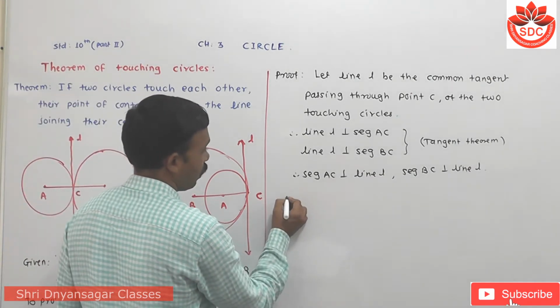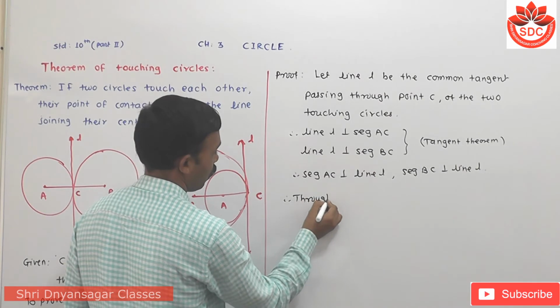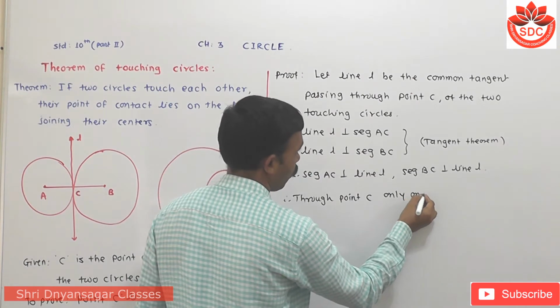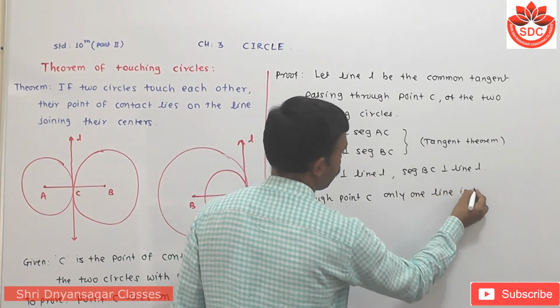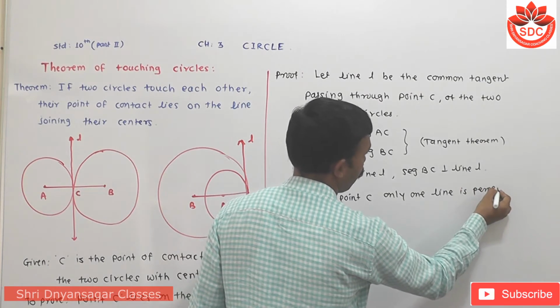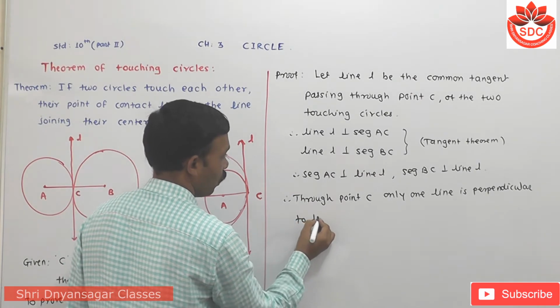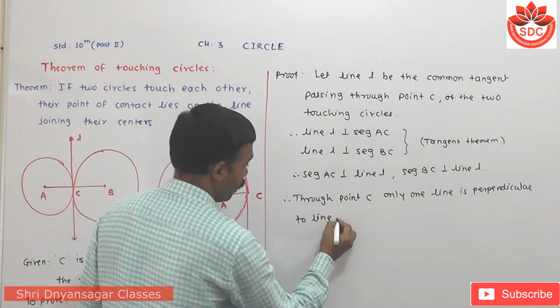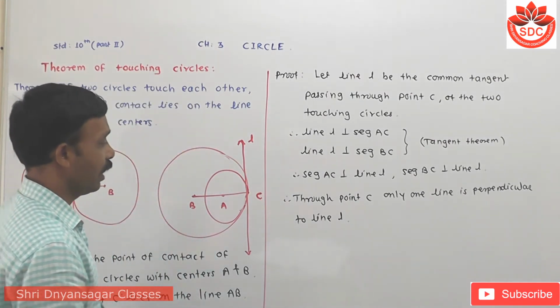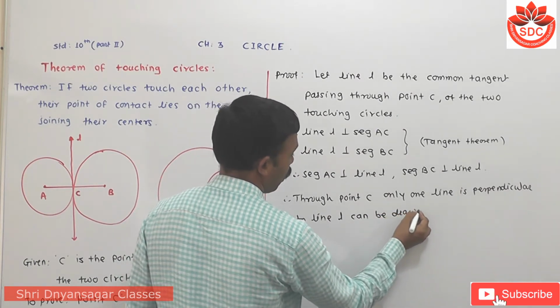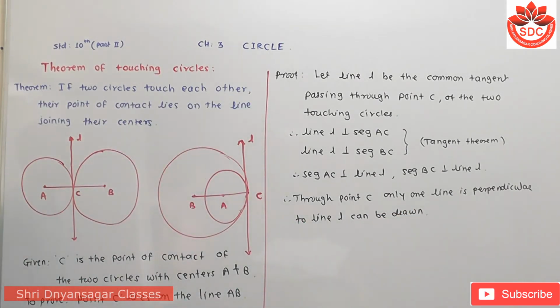Therefore, through point C, only one line perpendicular to line L can be drawn here. Line L can be drawn through point C. Only one line perpendicular to the line L can be drawn here.